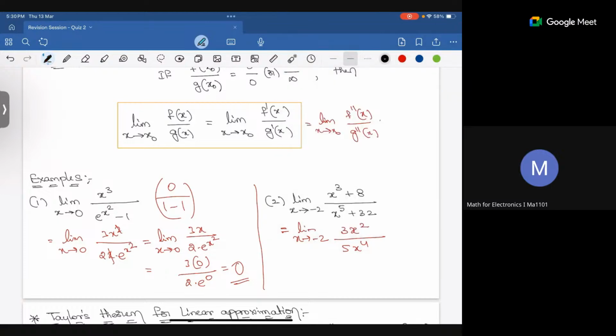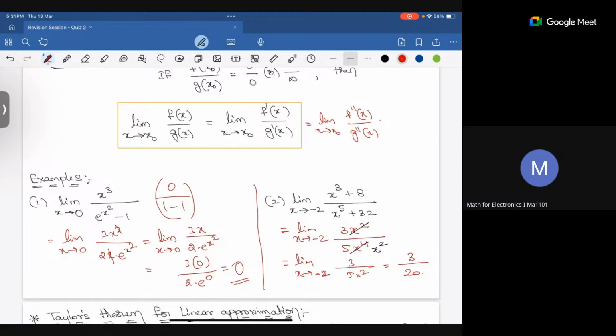Now you can cancel these terms out. Right? So this will become x square. You just cancel, do the simplification, and then you will see that this will just become, again, we have used L'Hopital only once, 3 by 5x square. And now you can substitute minus 2 and you will get 3 by 20. Okay, so this is how you compute the limits using L'Hopital.